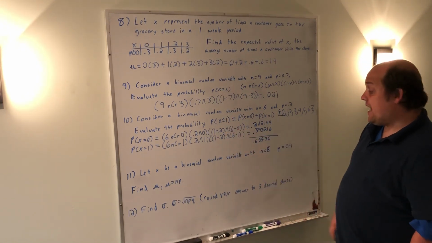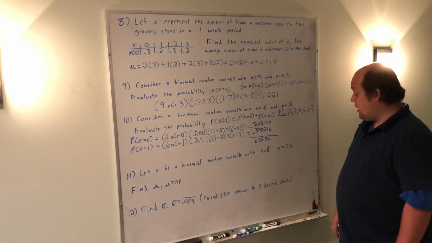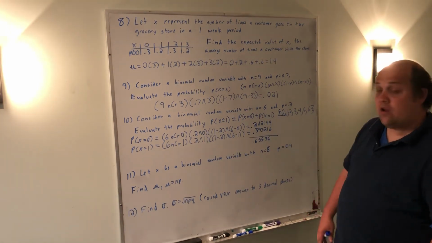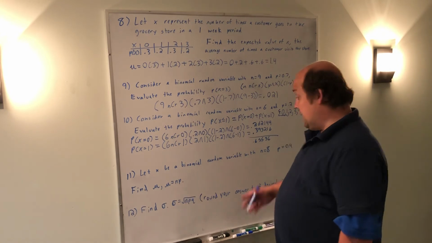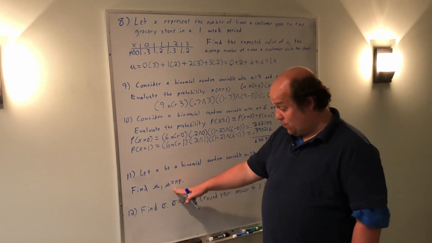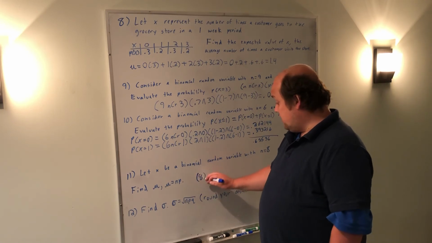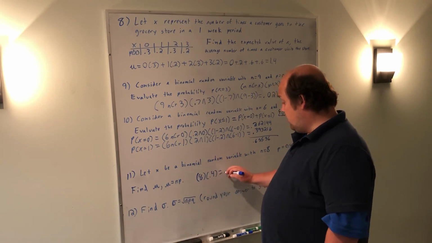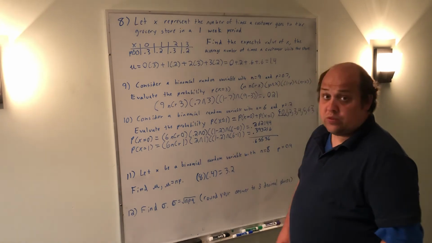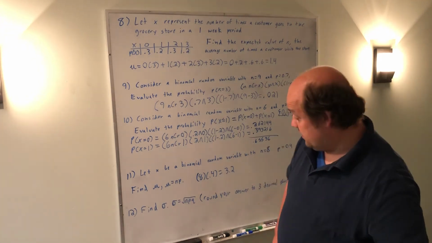Question 11 says, let x be a binomial random variable with n equals 8, p equals 0.4. Find the mean. So the mean's very easy. They even give you the formula in the question. I just take n times p. If I do that, 8 times 0.4 gives me 3.2, which is the correct answer to this question.